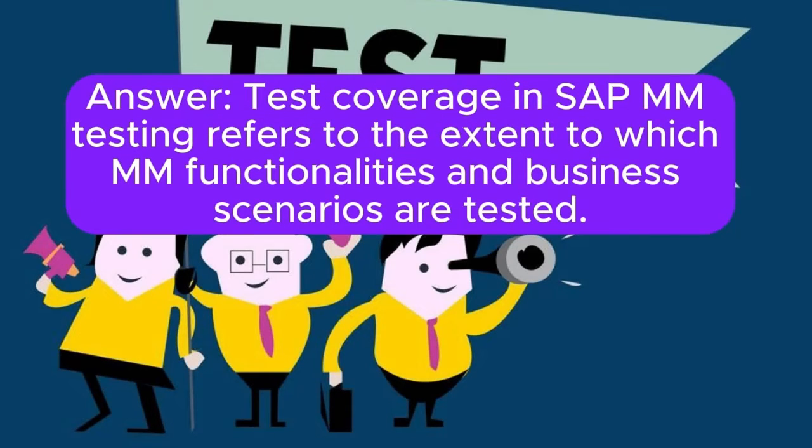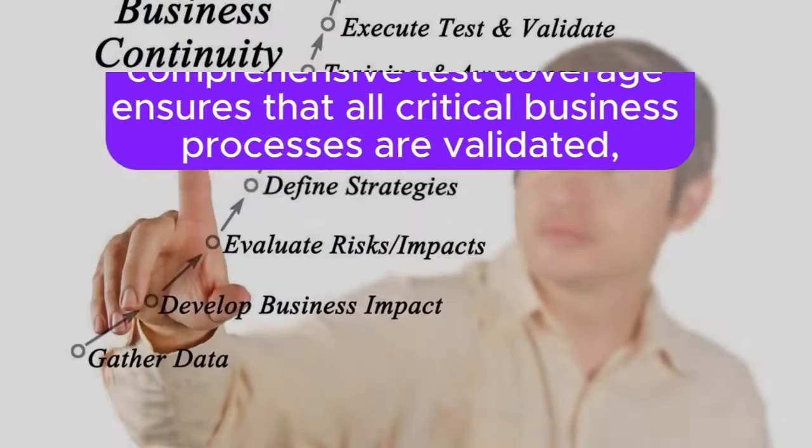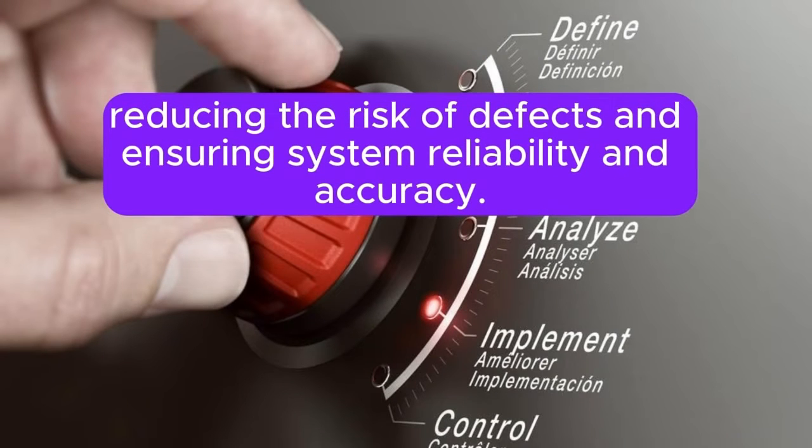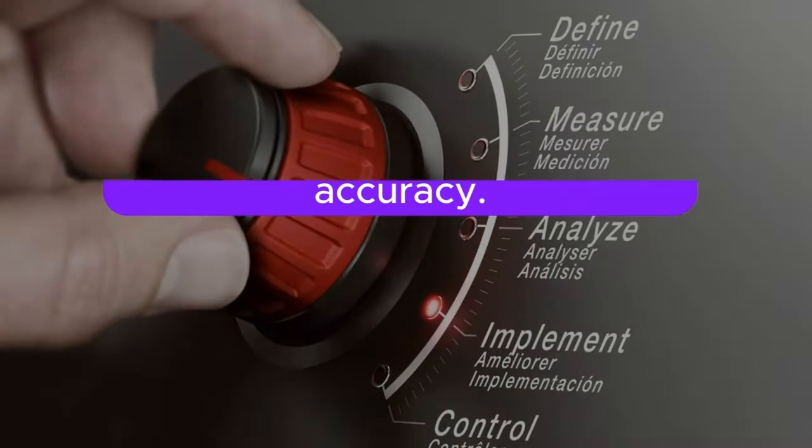24. How do you ensure test coverage in SAP MM testing, and why is it important? Answer. Test coverage in SAP MM testing refers to the extent to which MM functionalities and business scenarios are tested. It's important because comprehensive test coverage ensures that all critical business processes are validated, reducing the risk of defects and ensuring system reliability and accuracy.